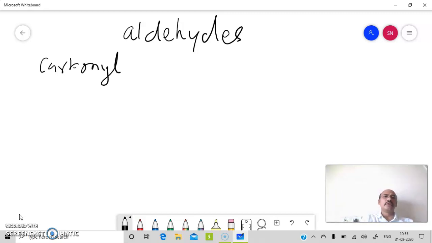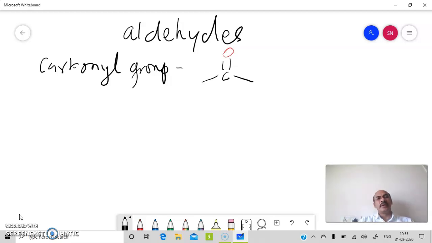carbonyl group or carbonyl compounds. C double bond O group is called carbonyl group. Here, certain types are there of carbonyl compounds.